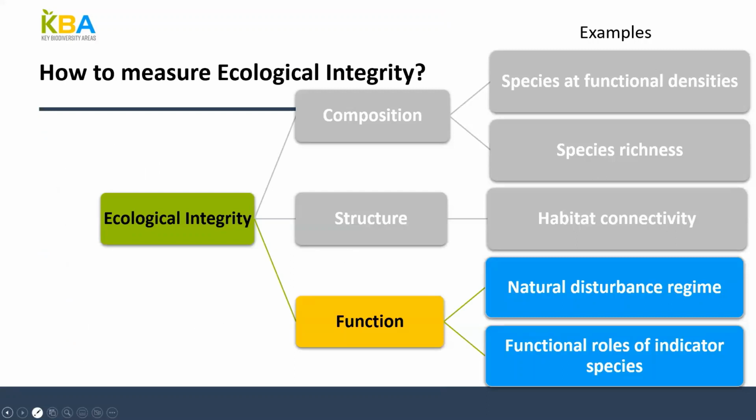So, for example, based on the previous slide, some of the key indicators could be evidence related to long-term data showing the natural disturbance regime patterns of the site, and the population or densities of functional indicator species. For this, you could also provide long-term population data of predator and prey species to show that they are fulfilling their functional roles.